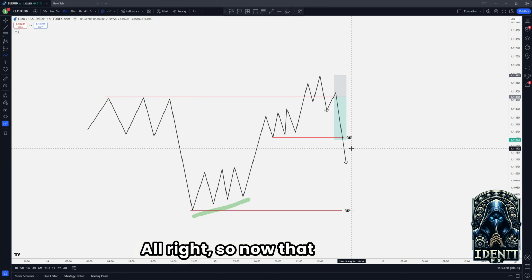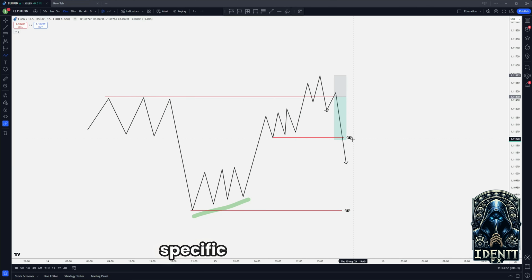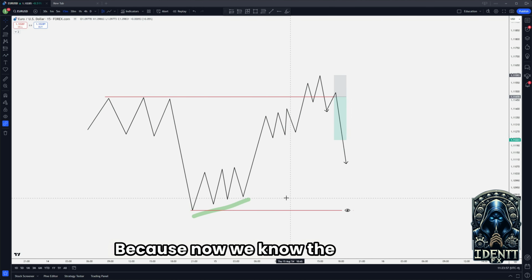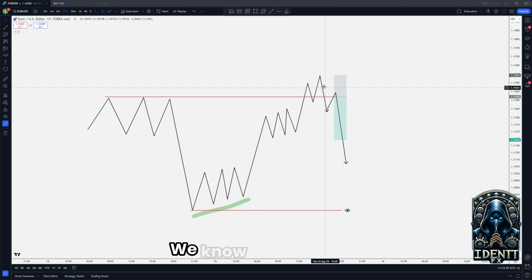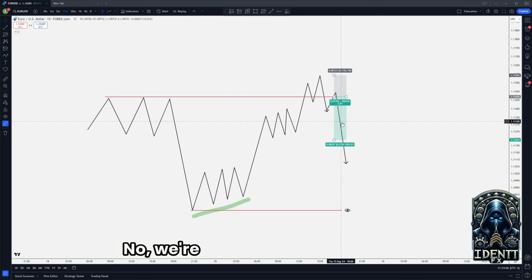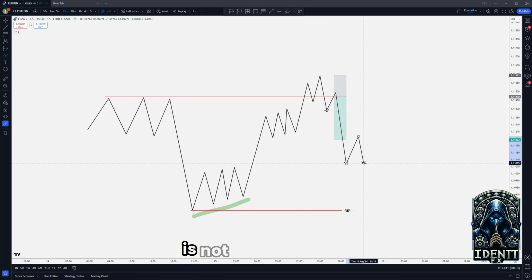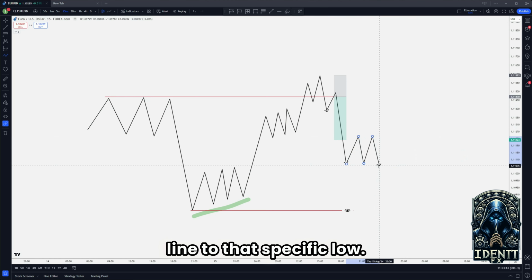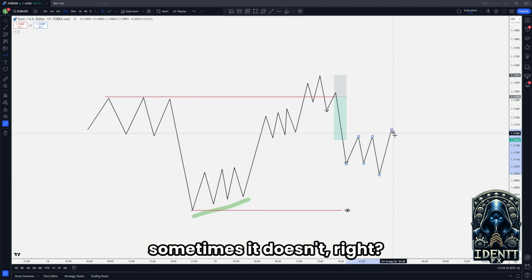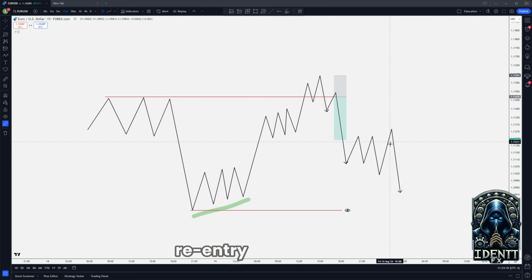All right, so now that we know that we displaced through this specific drawn liquidity that we set, we can actually remove this one, because now we know the objective is likely going to be lower. We know that because of the displacement that we see. We know that because this level is not being swept and price is reversing. No, we're displacing through that, indicating that the market wants something more. We know that the market is not going to straight line to that specific low. Sometimes it does, sometimes it doesn't, right? But usually we get another re-entry opportunity.